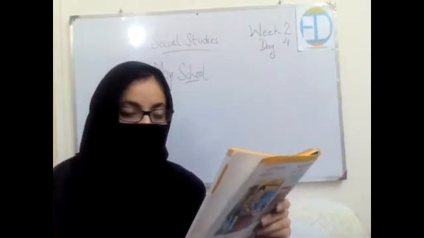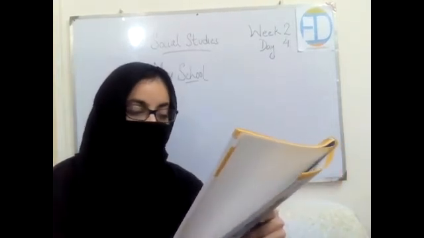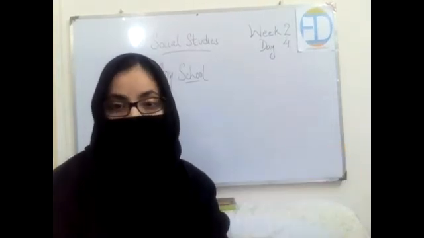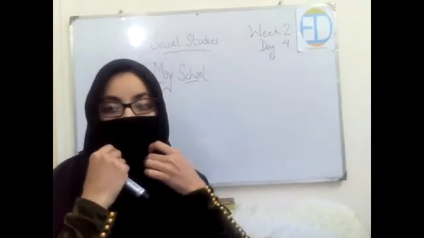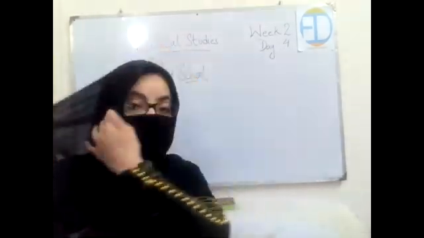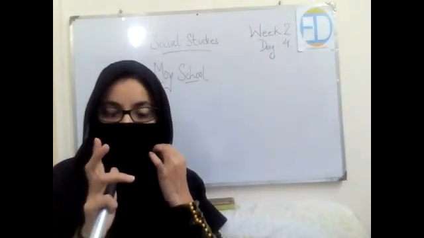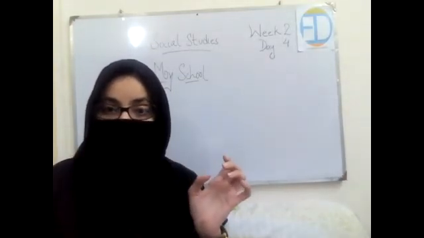Are you done? Okay, very well done. Now let's move to the next question. It says draw a picture of your school in your notebook. Because it's your virtual school, you do not have a school building. So you can draw an assumed picture of your school, right? It can be any building, but it should look like a school, right?